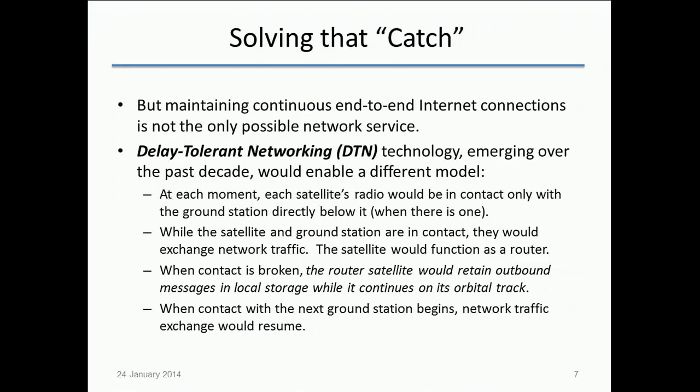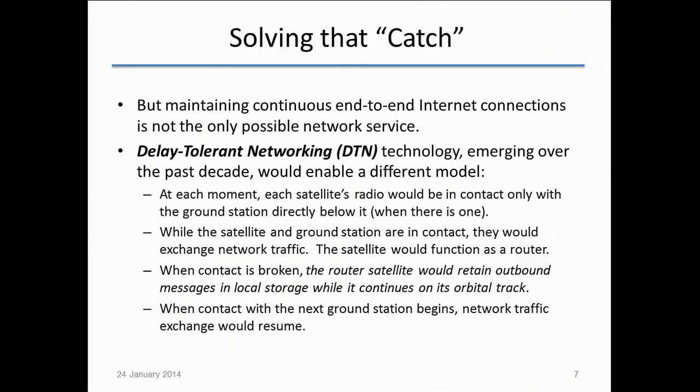At each moment, each of the satellites that's over some point on Earth, its radio would be in contact with some point directly below it. While the satellite and that ground station are in contact, data would flow between the satellite and the ground station, just between the satellite and the ground station. The satellite would function as a router, but it would function as a store and forward router. That is, the data sent from the ground to some other point in the network by way of the satellite would reach the satellite and stay there because the satellite's not connected to anything else.